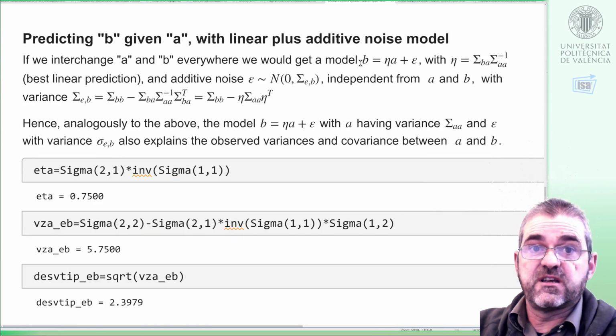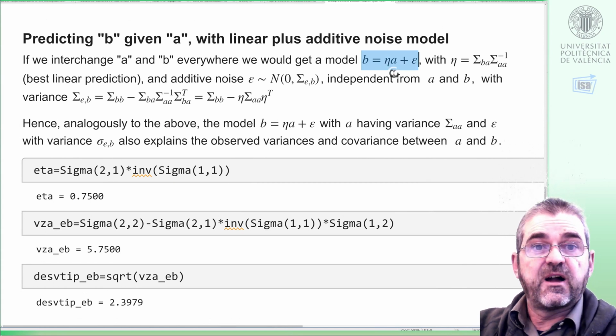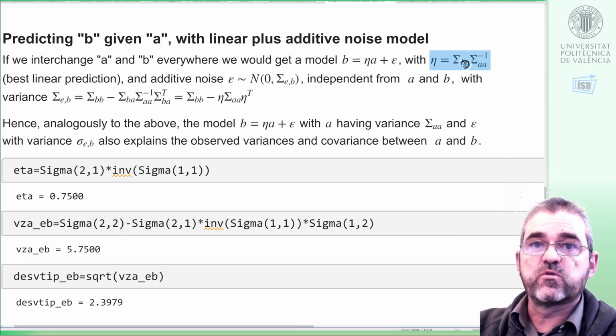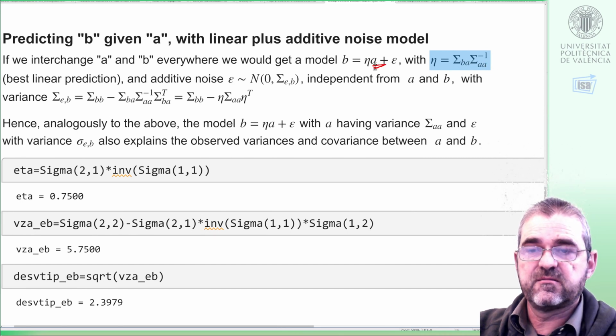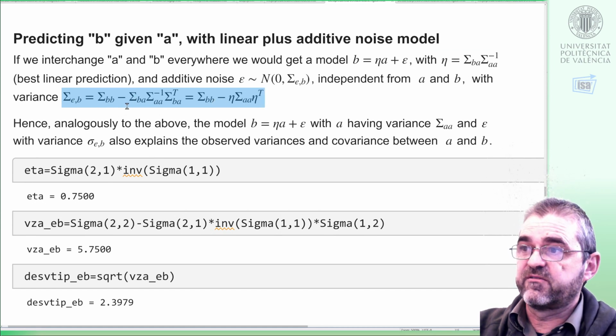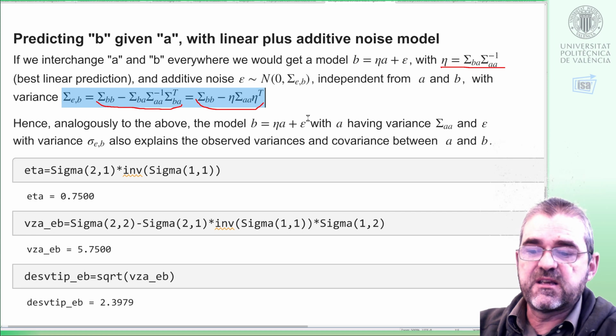Now, note that with this same covariance matrix, I can estimate B from A. Indeed, just changing letters B and A in subscripts everywhere in the above formulas, we would get that I can estimate B with an additive noise model equal to some coefficient that I now name eta, with eta being, of course, covariance times the inverse of the variance of the input to my model, in this case A, and the prediction error variance, the residual additive noise of this model, will have this variance that, multiplying and dividing by sigma AA, can be expressed as eta sigma AA eta transposed once I substitute this. So it's the same, but changing A and B, as I said.